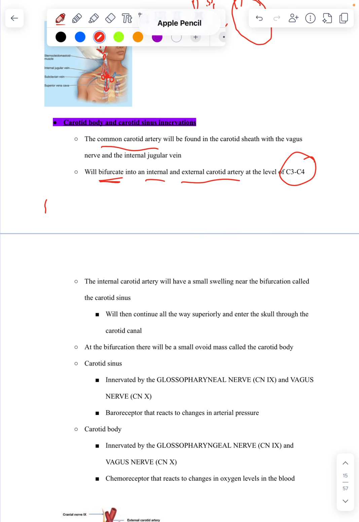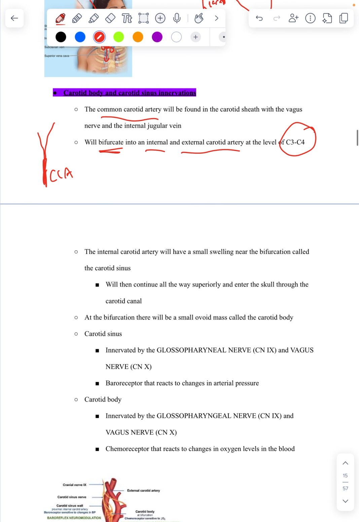Okay, so common carotid artery, it's 93. Common carotid artery, then you're going to have external and internal. And remember how we said they have like a weird thing where it starts medial then goes lateral, or starts lateral then goes medial, depending on the artery.